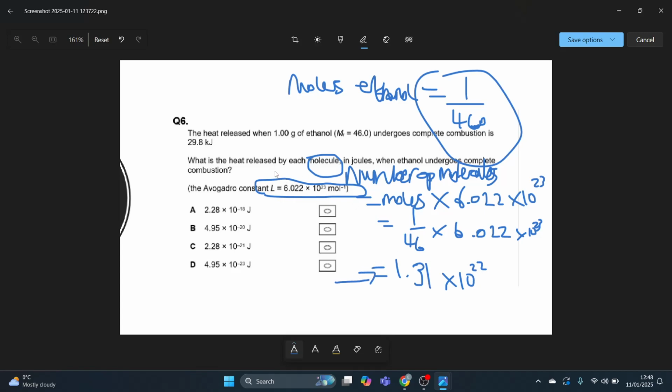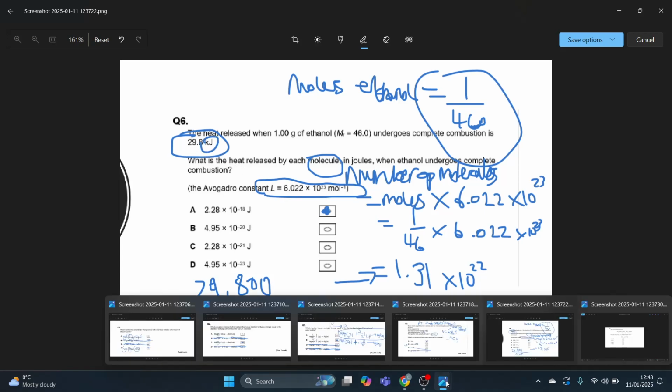I want to find the heat released by each molecule. So how would I do that? What is the heat released by all of the molecules? It's 29,800 joules. So all I have to do is total heat energy released divided by total number of molecules, and that will give me the heat released by each molecule. And that gives me 2.28 times 10 to the power minus 18. And obviously you need to convert kilojoules to joules, just times by 1000.